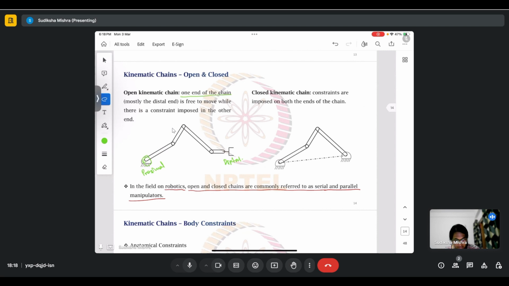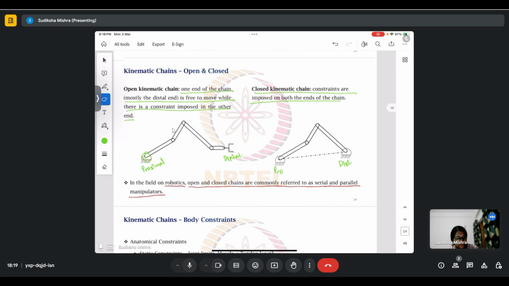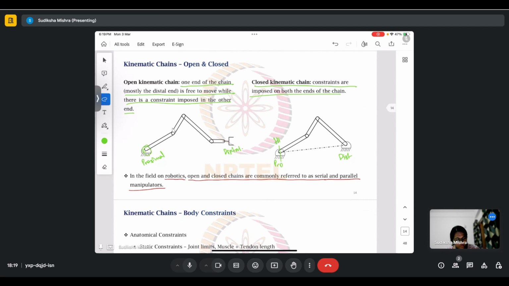So basically, one end of the chain, mostly the distal end, is free to move, and there is a constraint imposed on the other end. The second type is a closed kinematic chain, wherein constraints are imposed on both the ends. This might be proximal and this might be distal. Okay, but there is a constraint imposed on both the ends. Suppose you are standing at a place, then this is your, say, hip bone, and this becomes ground.